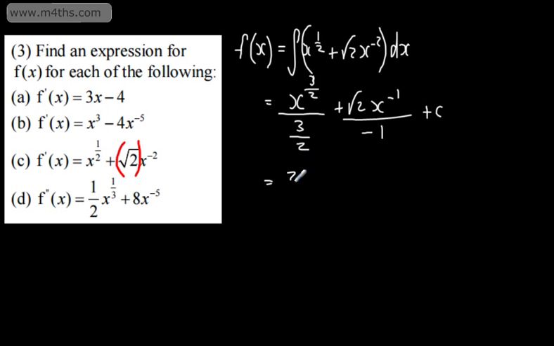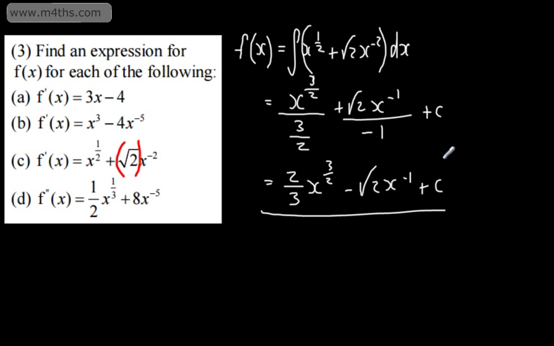So we can write this now as 2/3 x to the power of 3 over 2. Then we're going to have now from that subtracted root 2 x to the negative 1 plus c. Again, you could write this as now root 2 over x. Rules of indices, we've seen it before.